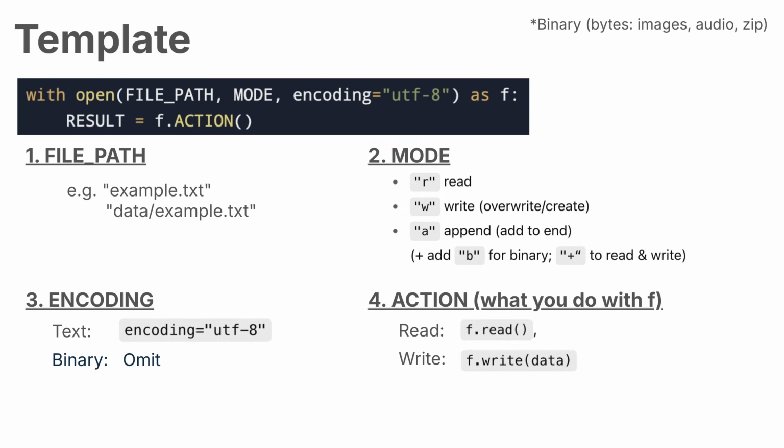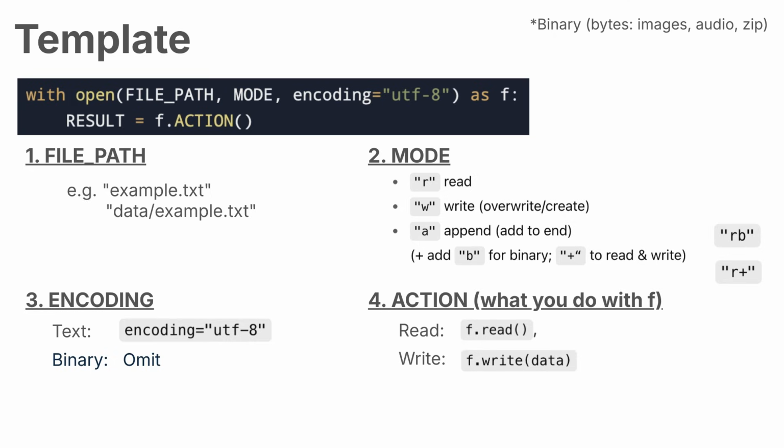2. Mode. Next, what do you want to do with the file? R means read, look inside the file. W means write, create, or overwrite, like starting a fresh page. A means append, add to the end, keep what's there. You'll also see B added for binary files like images, audio, zips. So you can write like rb. If you need both reading and writing, you'll sometimes see the plus version like r+.